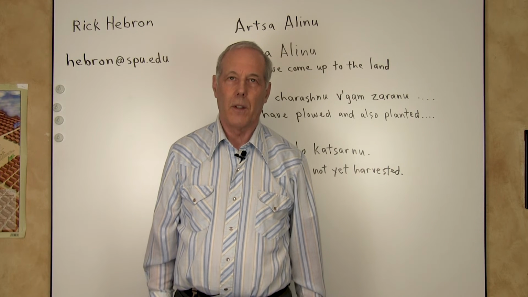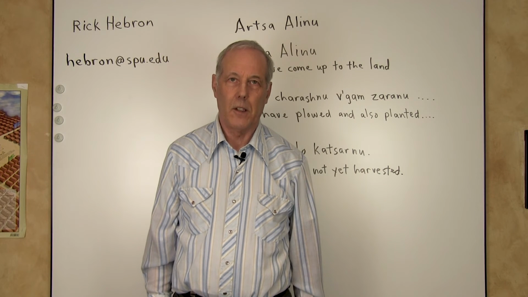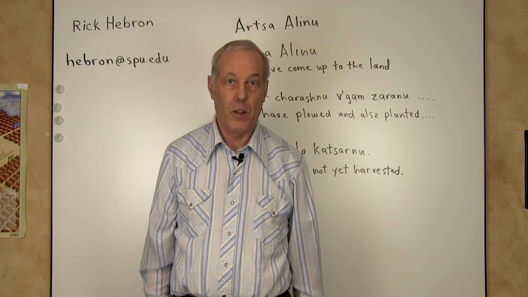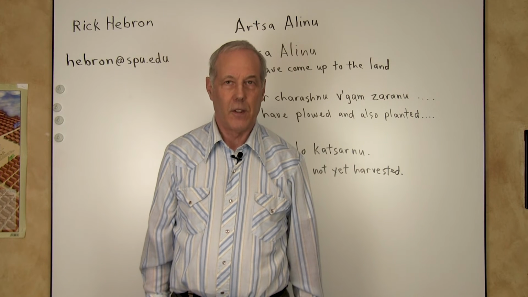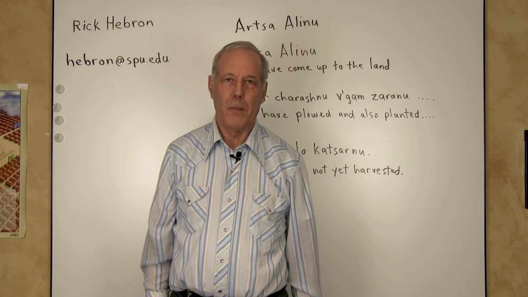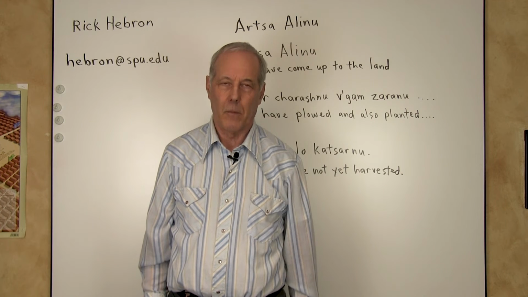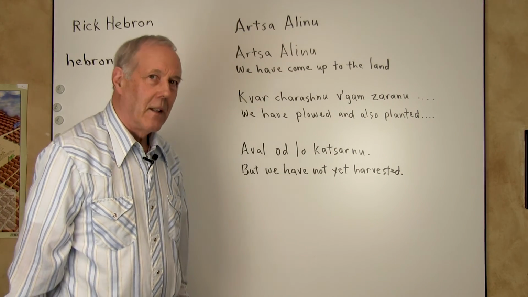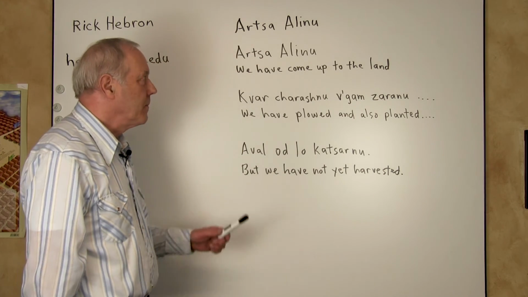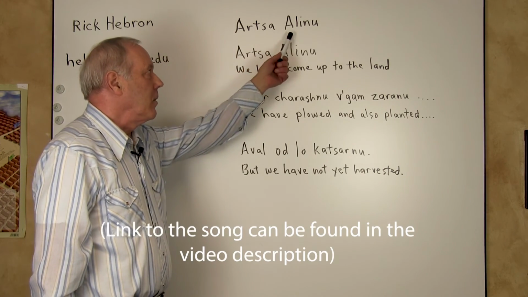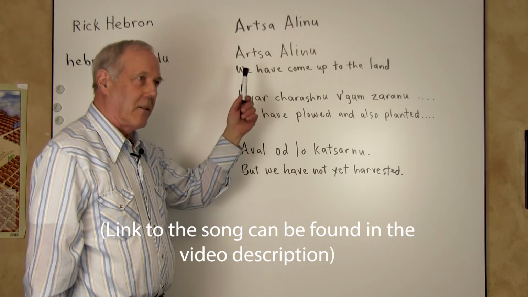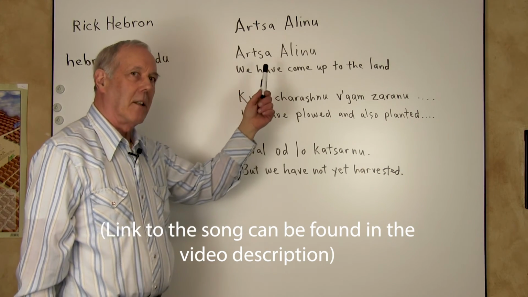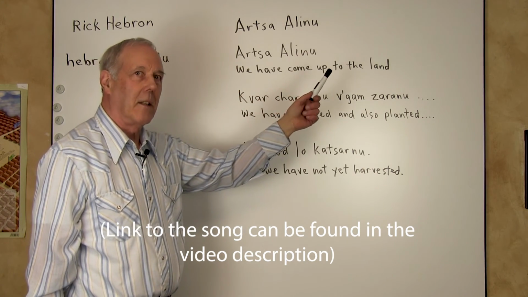There's a song from the early settlers of Israel, probably from maybe the 1930s. It's a fun song. It's about coming to the land and planting a crop. It's called Artza Alinu, and it starts off saying that three times. Artza Alinu.